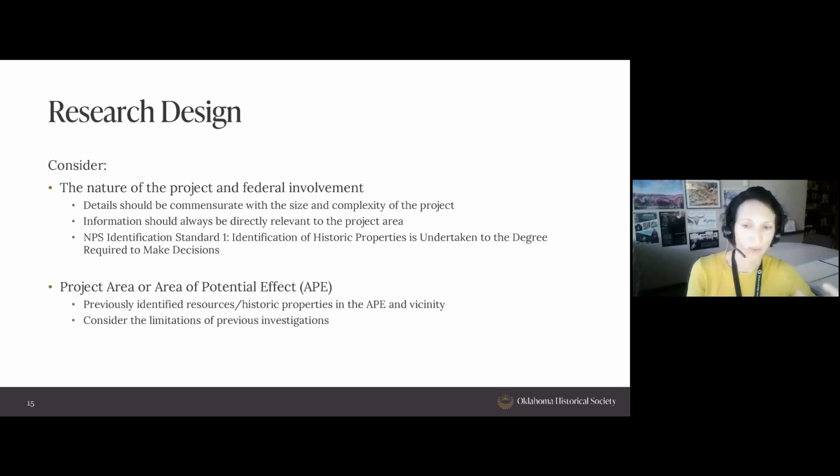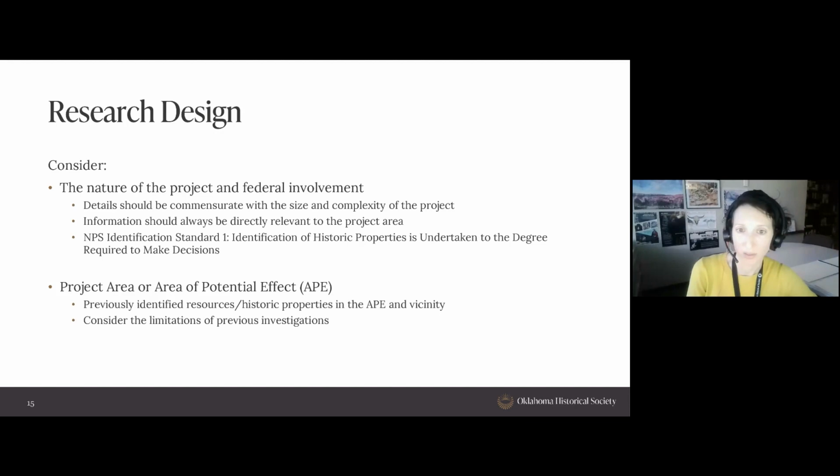So if your project is a small project and very limited in scope, maybe you wouldn't be going into the same degree of detail and expansive background as you would with a larger project. Information should always be directly relevant to the project area. Everything needs to be connected.